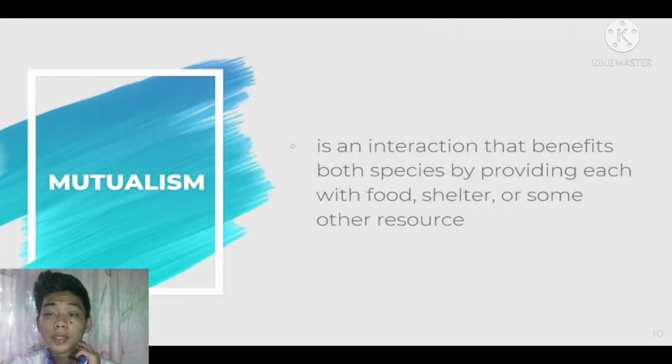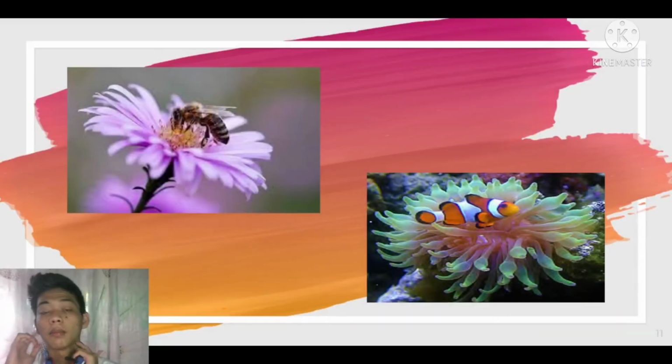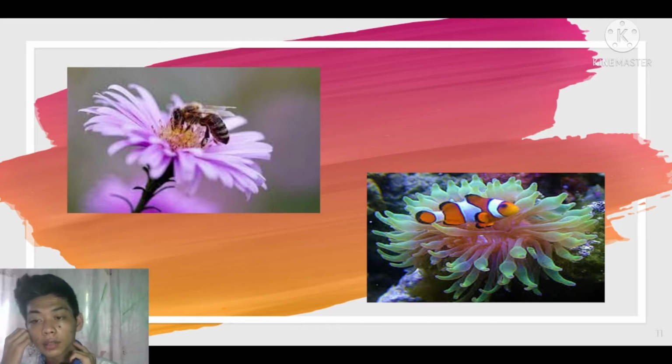Okay, moving on. Mutualism is an interaction that benefits both species by providing each with food, shelter, or some other resources. These are the examples of mutualism. The bee and the flower. They benefit each other. Next image, the clownfish and the sea animal.